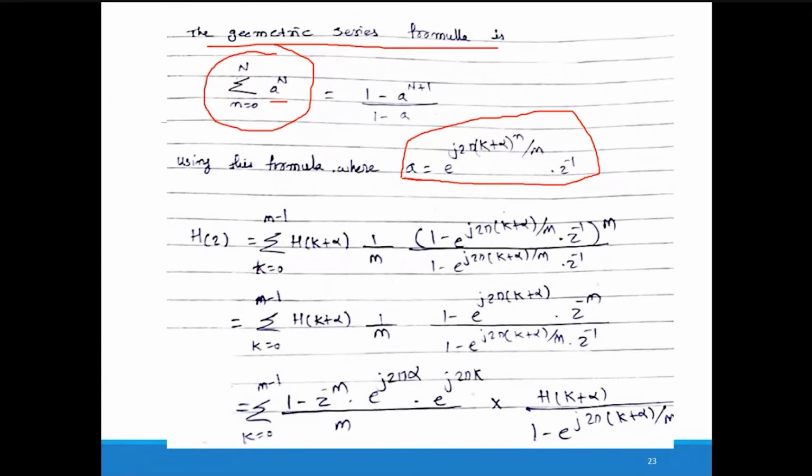So the first summation is k is equal to 0 to m minus 1 of h of k plus alpha, as it is, multiplied with 1 by m. Now for this particular term we apply this geometric series formula, that is 1 minus e raised to j 2 pi (k plus alpha) divided by m into z inverse, raised to m, divided by 1 minus e raised to j 2 pi (k plus alpha) divided by m into z inverse.